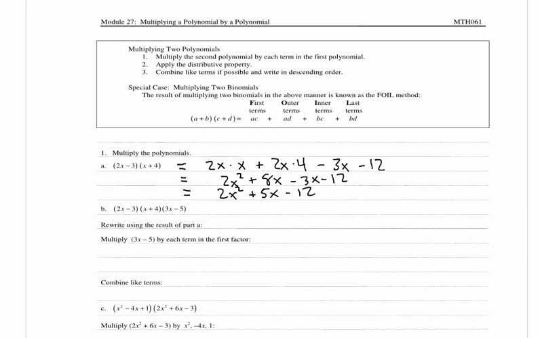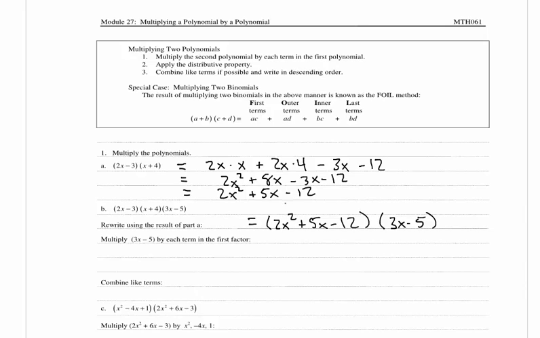In B, we have three binomials, so the first thing we would do is multiply the first two binomials together and then multiply it by the third binomial. Since we've already done 2x minus 3 times x plus 4 above, the first step is just rewrite using the result from part A. So this is equal to 2x squared plus 5x minus 12 times 3x minus 5. And then we want to multiply 3x minus 5 by each term in the first factor.